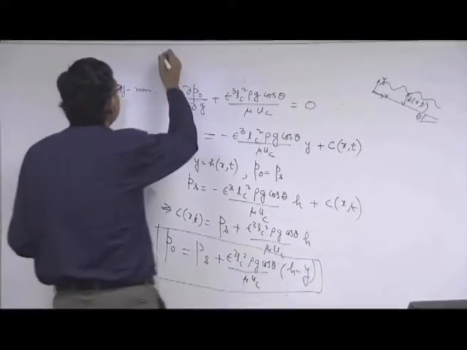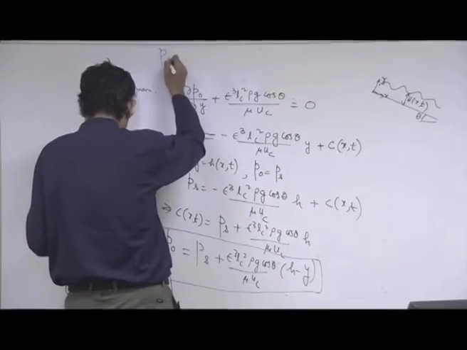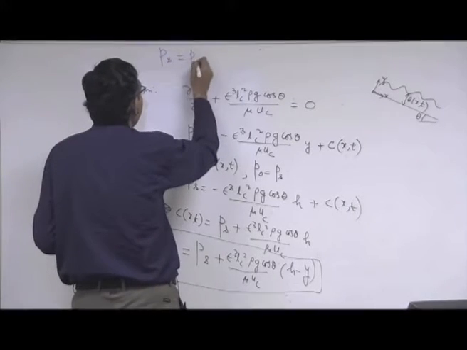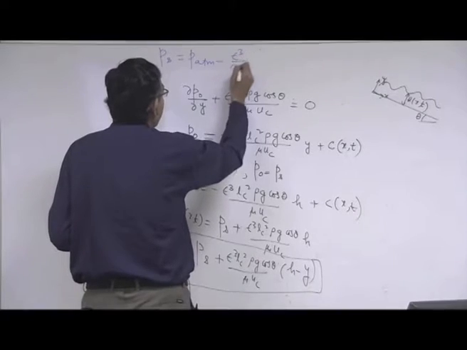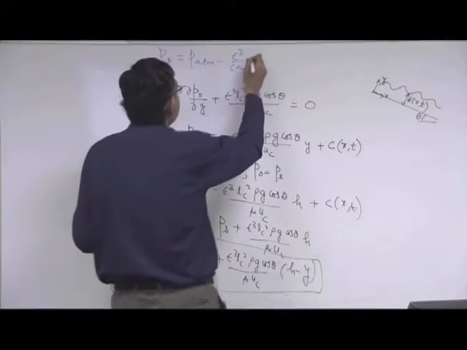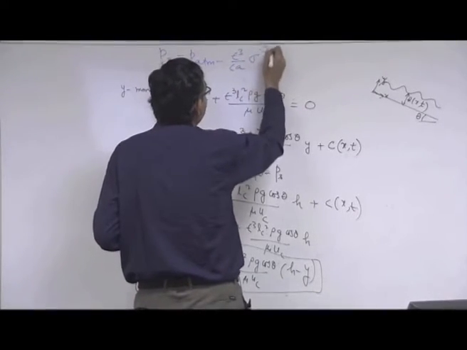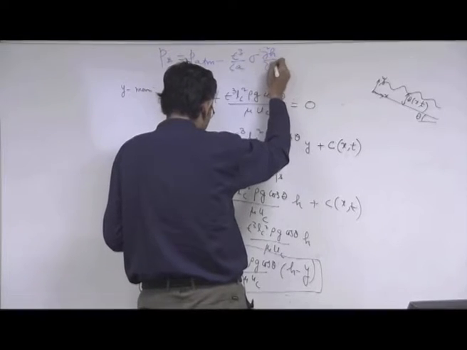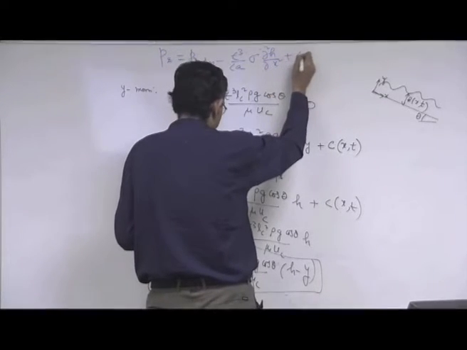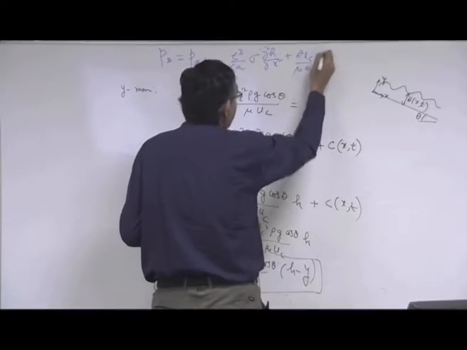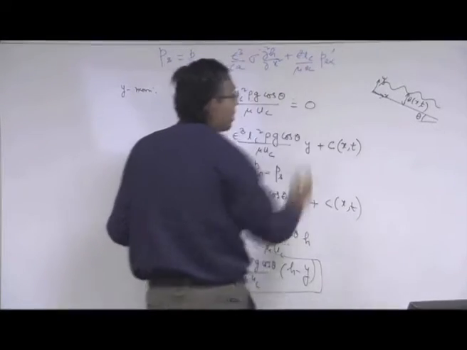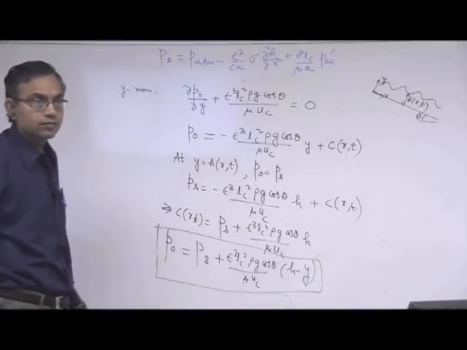So Ps is equal to, again if you look into your notes you will get this equation, P atmosphere minus epsilon cube by capillary number sigma del square h del x square plus epsilon square Lc by mu Uc, this one. Okay.